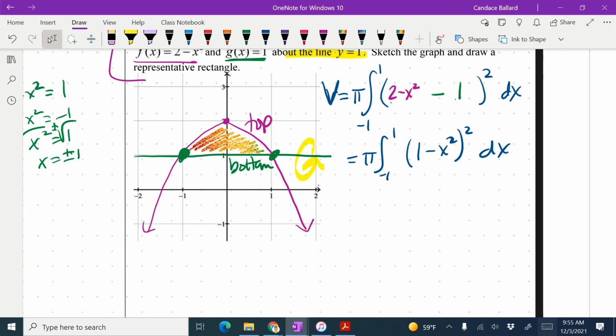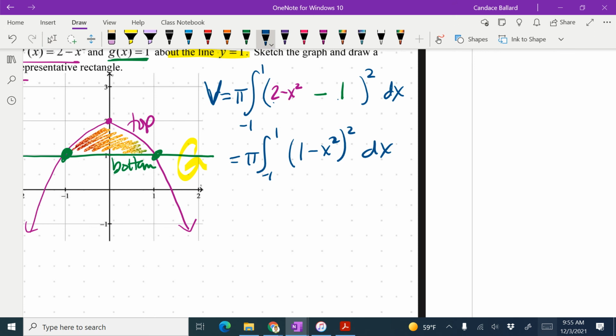Can I do a u sub? Does that work this time? U would have to be that, which means du would have to be this. So can I use that? No. Okay, so what am I going to have to do? What algebra do I need to do?